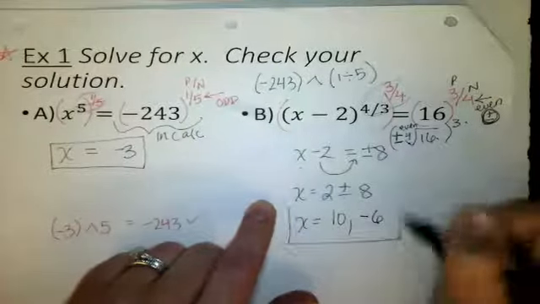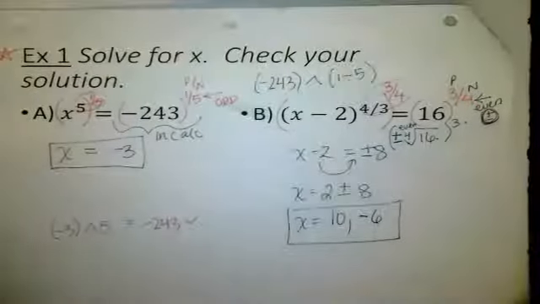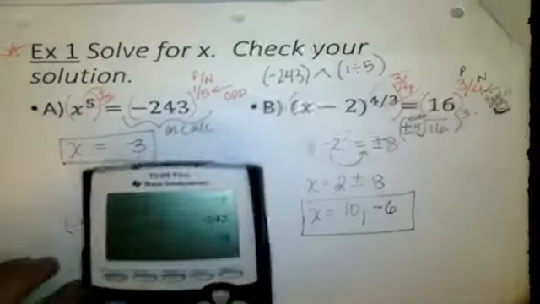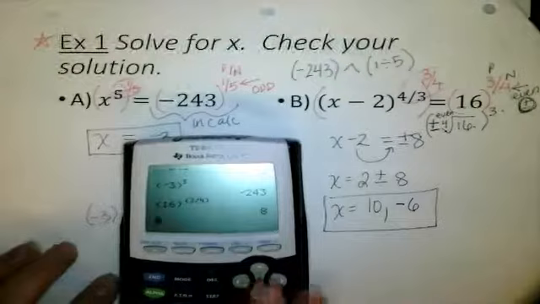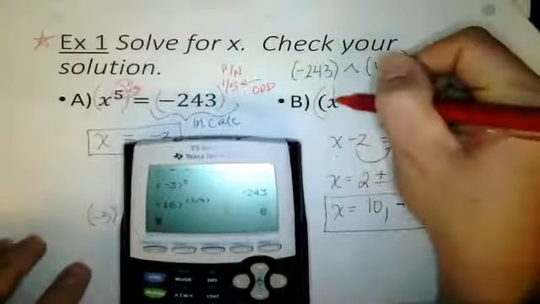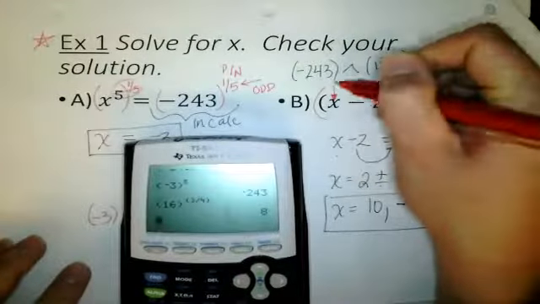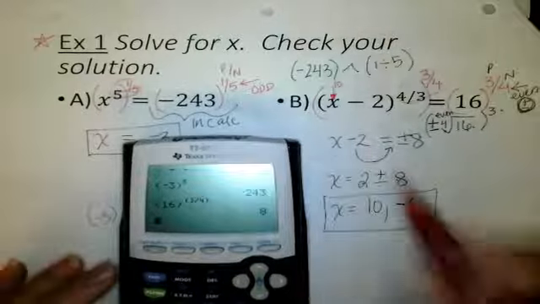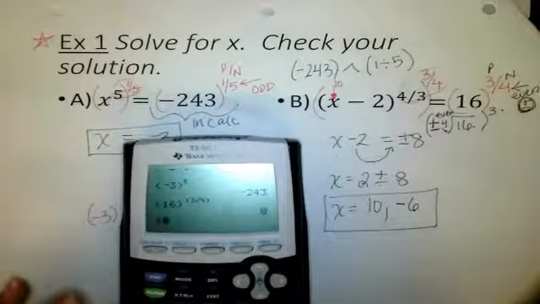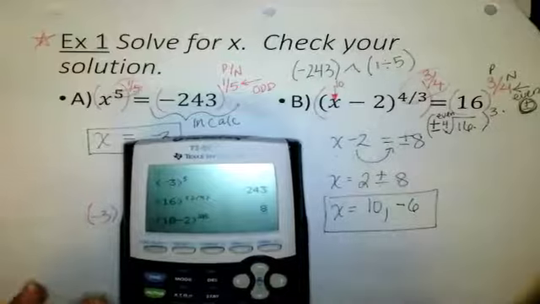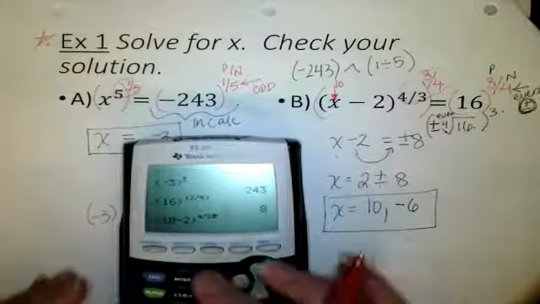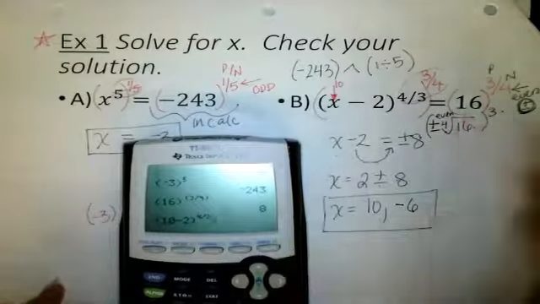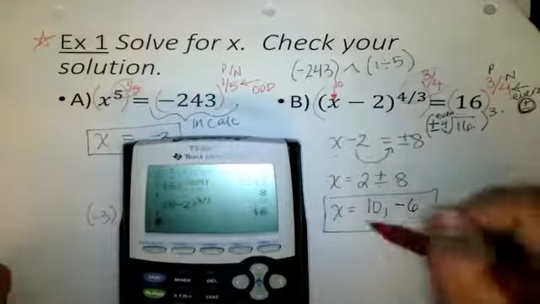-6. So there's 2 possible answers here. I want to check them real fast. I'm just going to use my calculator to check. I'm going to plug in place of the x. I'm going to plug in the 10 first. Make sure you use the parentheses. So we have 10 minus 2 to the 4/3. And that should equal 16. Yes, it does. 10 worked.